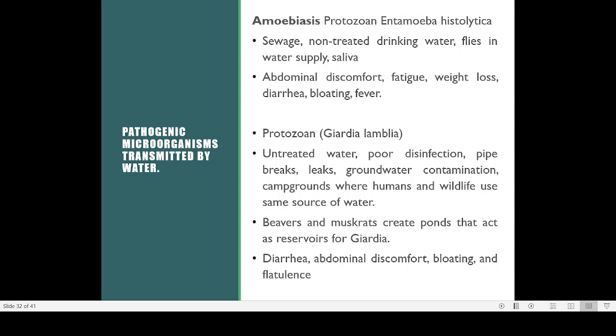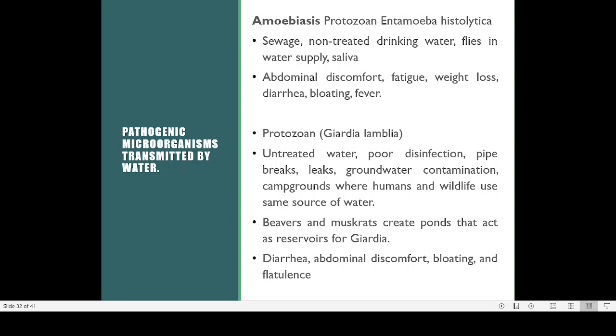The problems or symptoms caused by this disease, known by the name amoebiasis, are abdominal discomfort, especially abdominal pain. Then fatigue. Fatigue means an extreme form of tiredness. The person will feel tired. Then weight loss will be there. Along with that, there will be frequent diarrhea, and diarrhea is actually caused by this protozoan infection. Then bloating. Bloating means a feeling of inflammation. Then fever. So these are some of the symptoms of amoebiasis.